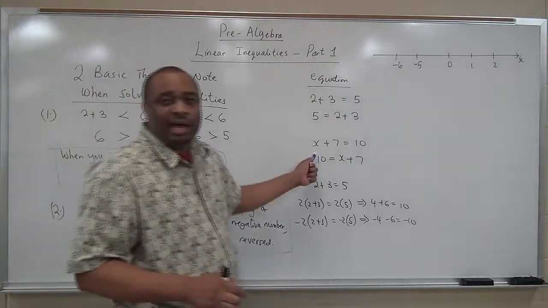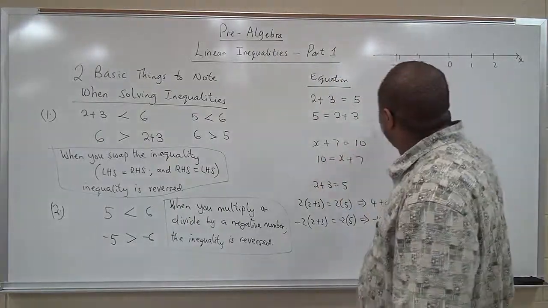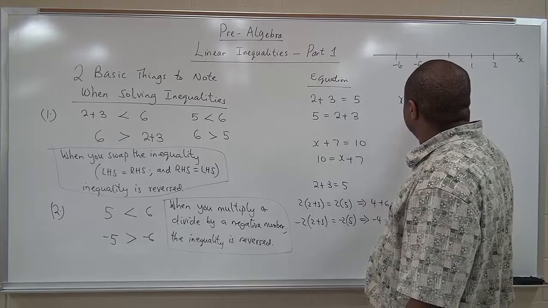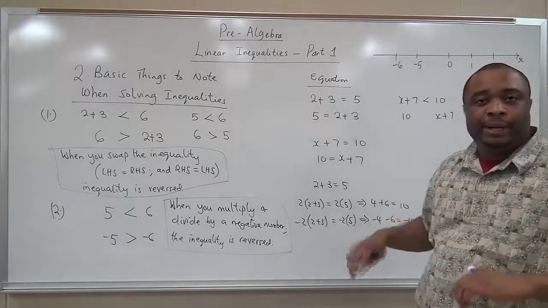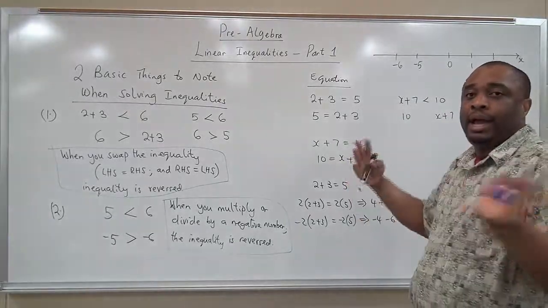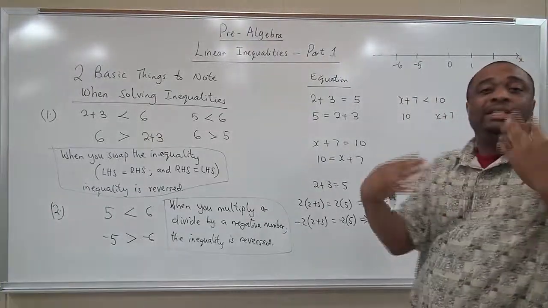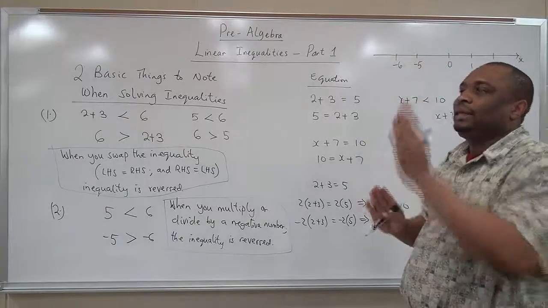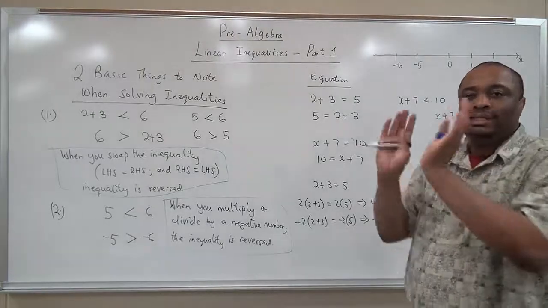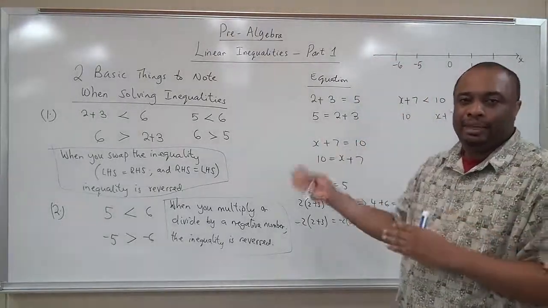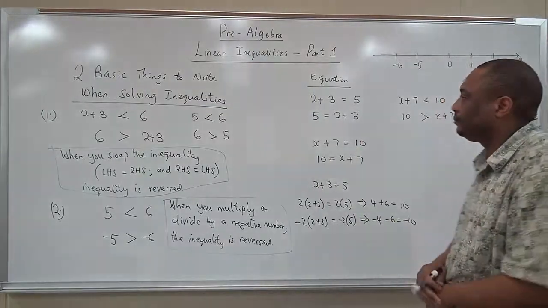This also applies to variables. Assuming you have x plus 7 is less than 10, if you swap it, which means make your left-hand side your right-hand side and your right-hand side your left-hand side, the inequality is reversed, just like we did in the equation. The equal sign separates the left-hand side from the right-hand side. The same thing here: the inequality sign separates the right-hand side from the left-hand side. So when you swap it, this becomes greater than. Please take note of that.